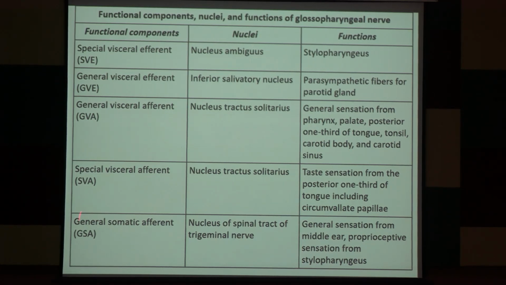Next is general somatic afferent component. Here also the nucleus is the nucleus of spinal tract of trigeminal nerve. And here general sensation from the middle ear and proprioceptive sensation from the stylopharyngeus is carried to this nucleus via these fibers. Okay.